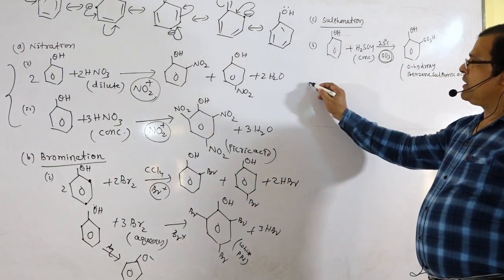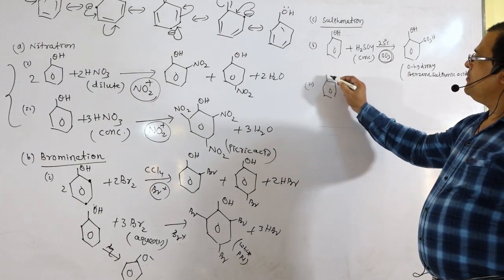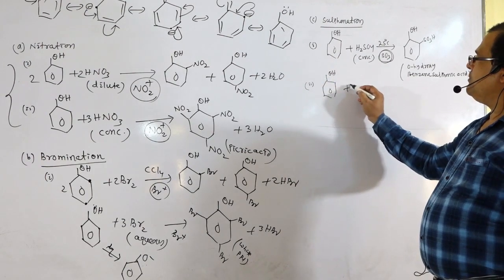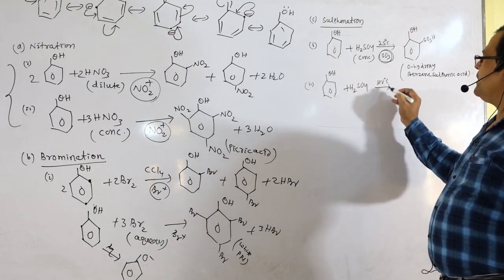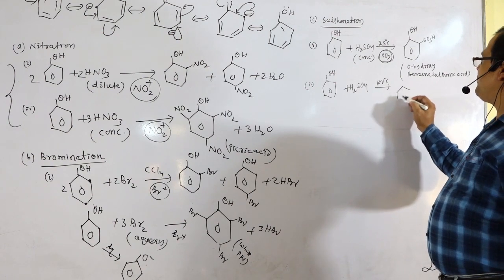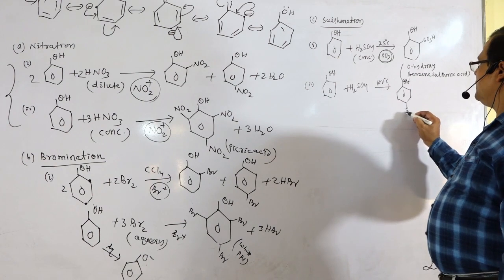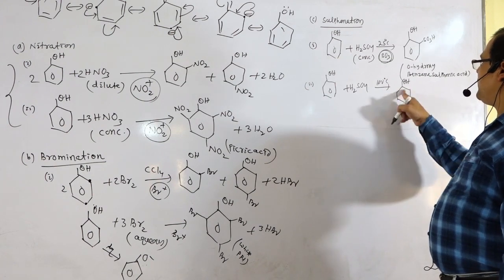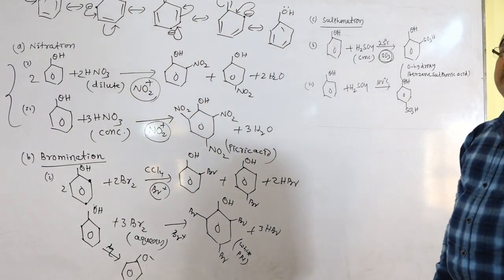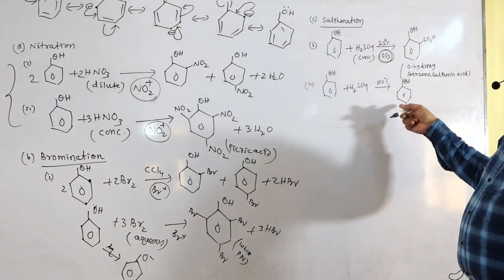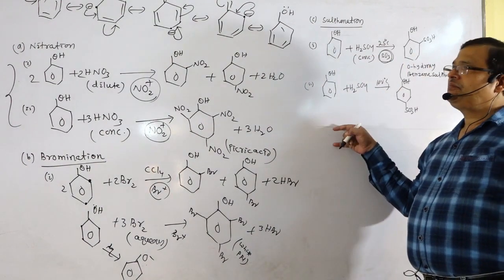If we carry out the same reaction at about 100 degrees centigrade, that is, phenol treated with sulfuric acid at about 100 degrees centigrade, then there is the formation of para-hydroxy benzene sulfonic acid, with OH group and SO3H. So instead of ortho-hydroxy benzene sulfonic acid, there is the formation of para-hydroxy benzene sulfonic acid. This is the temperature dependent reaction.